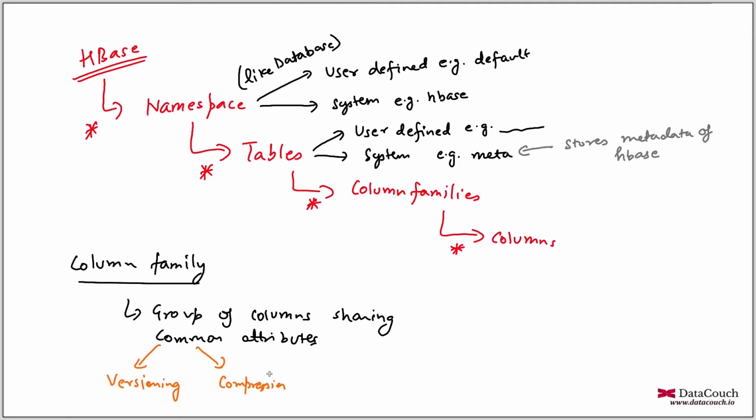But if you store text data in the cluster, then you need compression, because it will give you a very good compression ratio, and you can save a lot of space. So some attributes require compression, some attributes don't require compression. Yeah, some columns require compression, some columns don't require compression.